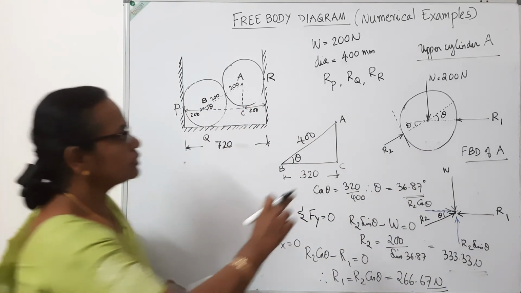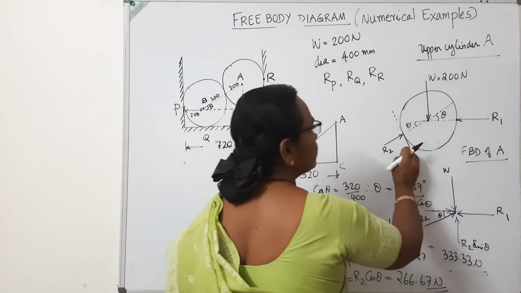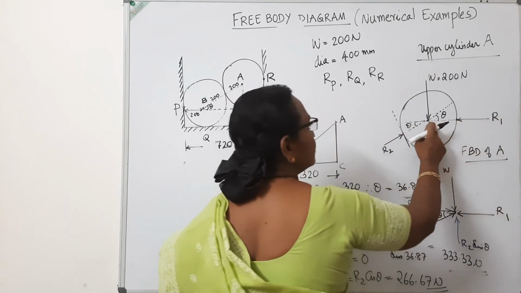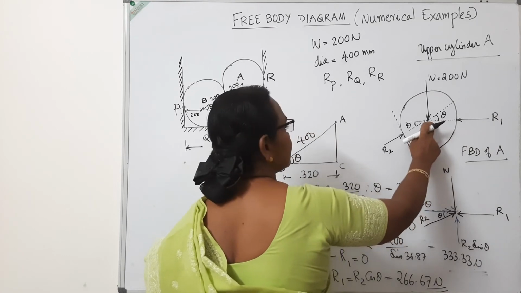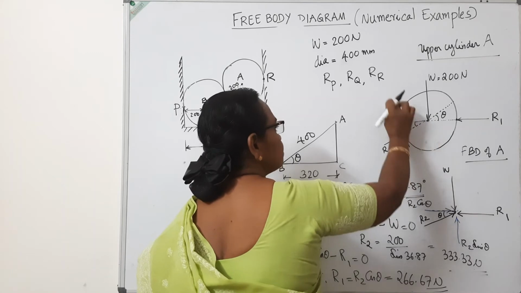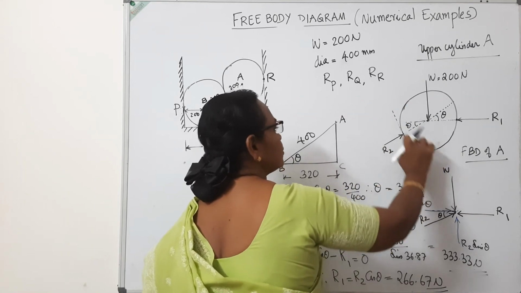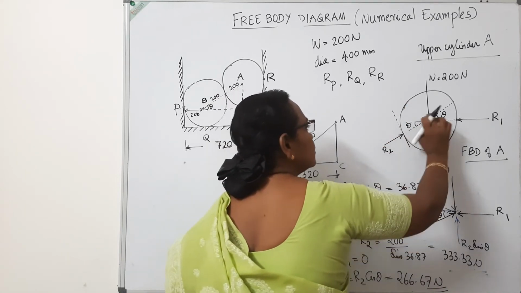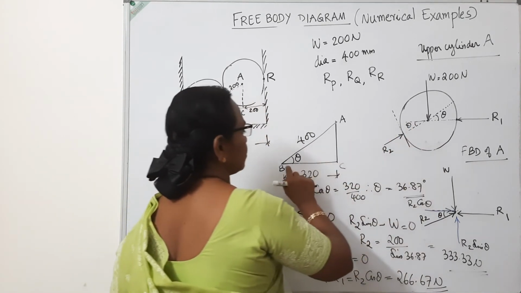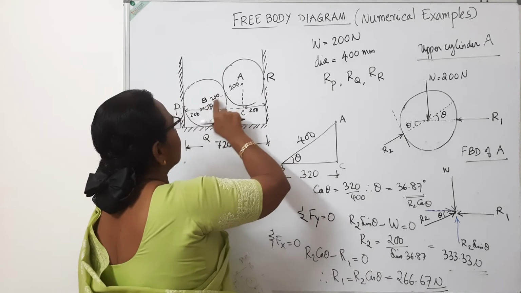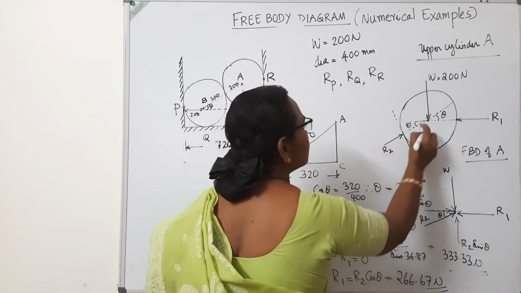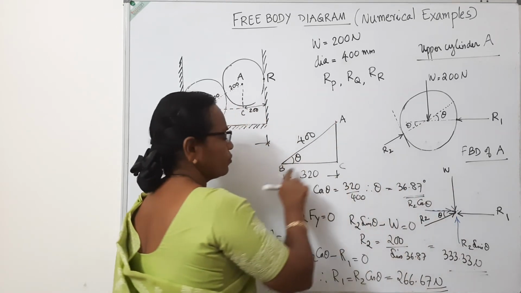So consider the upper cylinder. Draw the free body diagram. There are three forces. W acting downwards. R1 acting at this contact surface towards the center. R2 normal to the tangent at the contact surface, acting towards the center. So the angle of R2 with x direction, theta, can be obtained from the geometry of the figure.